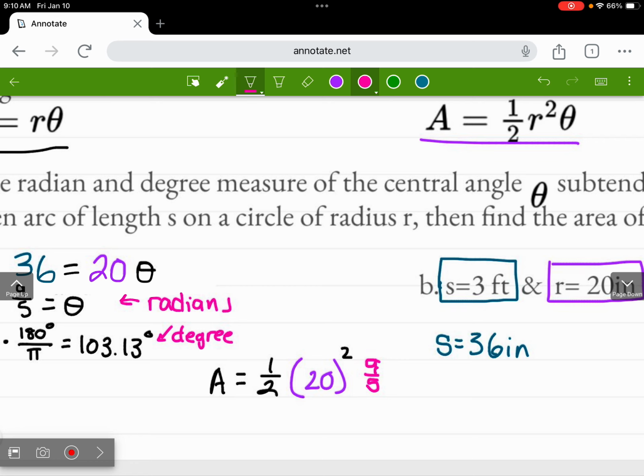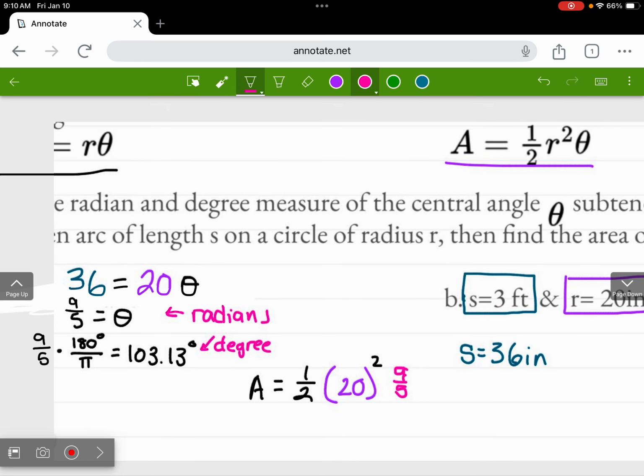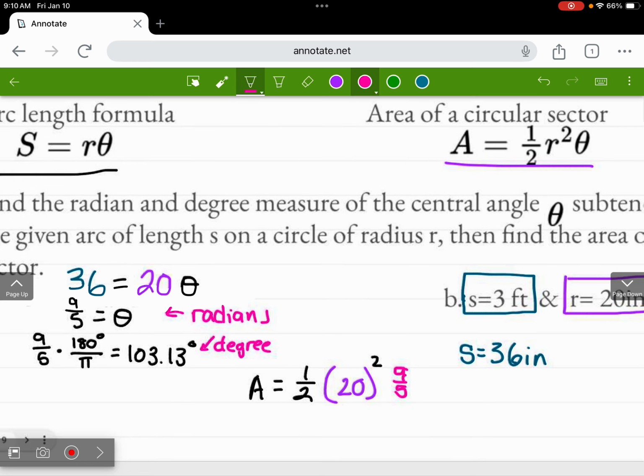And we're going to multiply that. We'll get our 20 squared, which is 400. Times 1/2 times 9/5. We're going to get an area of 360 what? Inches squared. Okay, you do need to make sure to have your units on things.